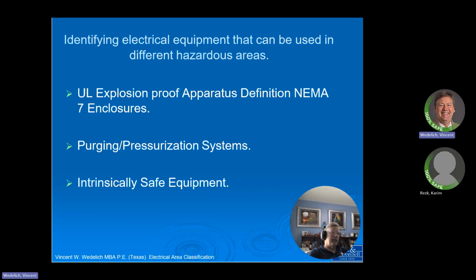Identifying electrical equipment that can be used in the different area classifications. Well, they come in different flavors in the states, and one of them is a UL NEMA 7 or NEMA 9 box. It's a big, thick, heavy box that allows the explosion to occur inside the box. Go figure. And it won't blow up. Purging and pressurization systems push enough clean, dry air or an inert gas like nitrogen into the box so that it'll never get into those ranges where it has enough air to ignite.